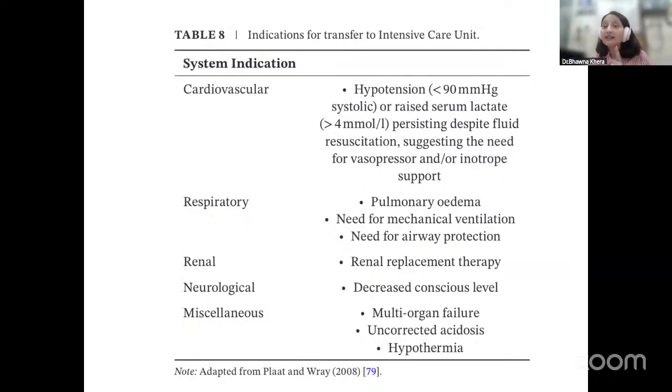So transfer to intensive care unit. If you see any of these, instead of thinking about the medication, first think about the intensive care unit because you are not the one who's going to manage it.